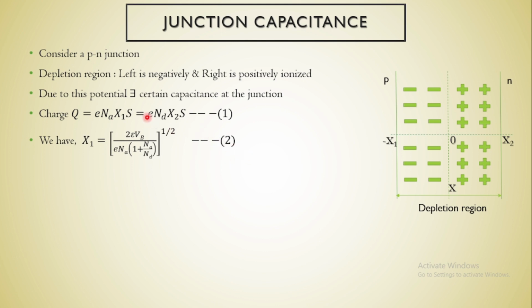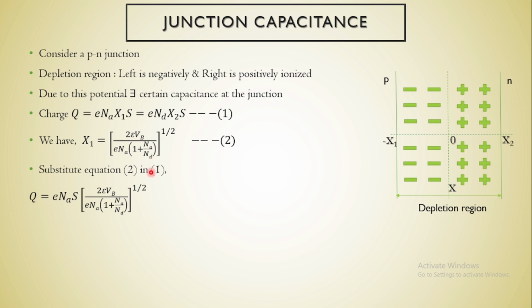So we are just considering one part, that is Q is equals to e Na x1 into S. A similar thing can be done with Q is equals to e Nd x2 into S. Both will lead to similar results. And now next we will substitute equation number 2, that is the value of x1, in equation number 1. And then we obtain Q is equals to e Na into S as it is, and in place of x1, we have substituted this value.